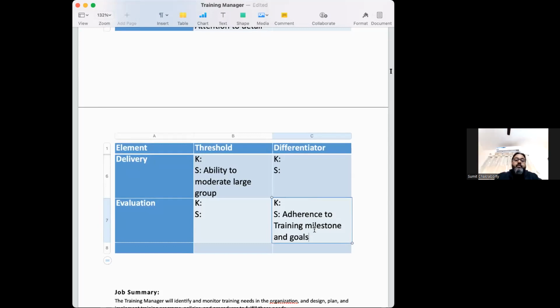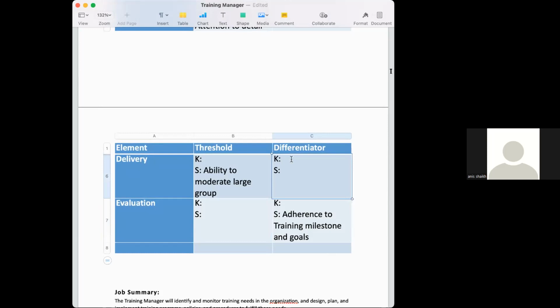Delivery में threshold में हो सकता है. Knowledge about the training materials. Yeah. Too many things we are talking. You have to capture the right word and write down. Tough to write down. Ensure knowledge of training materials. Knowledge of training material.